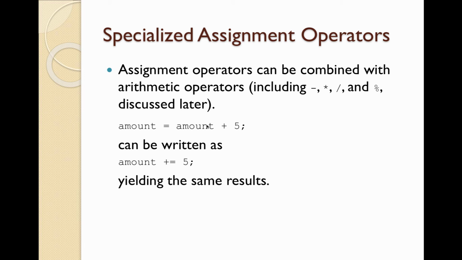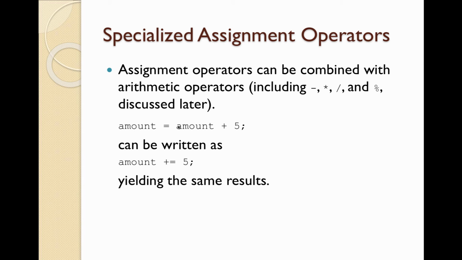Now we do things like this in programming so very much, where we have one variable on both sides of our assignment statement, that we can write it shorthand. This is traditionally the way that most programmers would write this line of code. These two lines of code do exactly the same thing. Remember what it does. It takes the value of amount, the current value, adds 5 to that value, and then places that new value, that's 5 more, back into the amount variable.